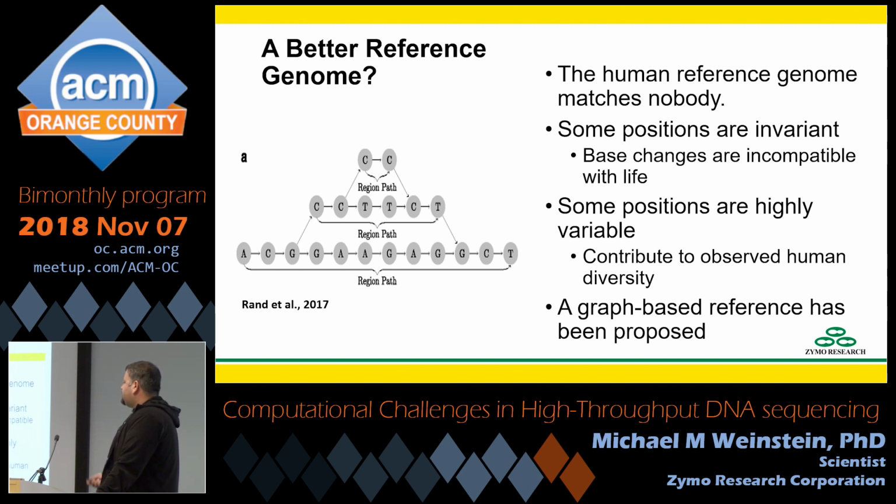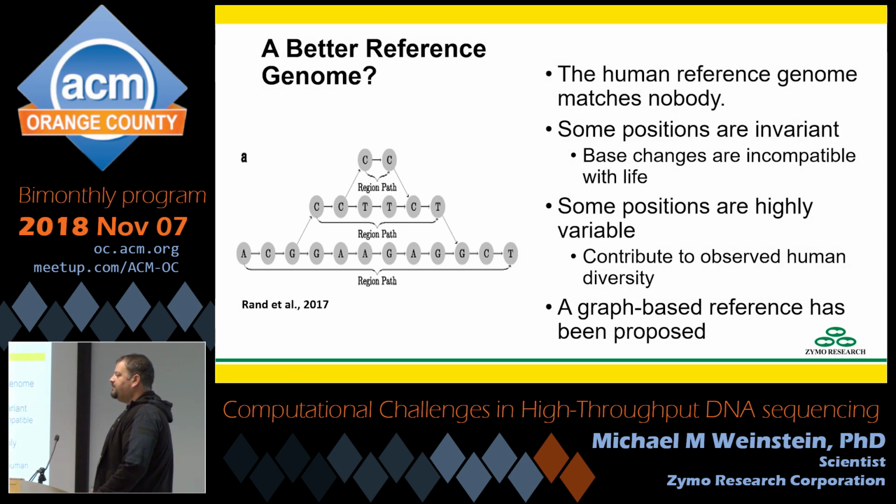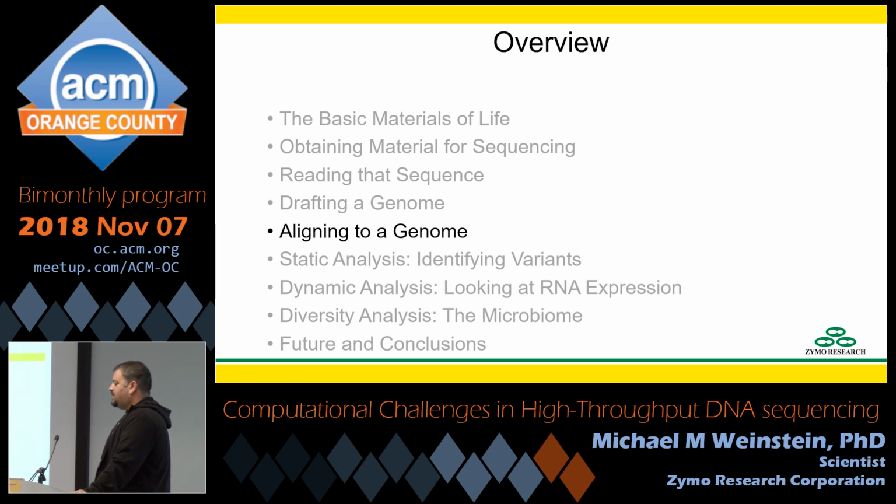Because of this, the idea of a graph-based genome has been proposed. I showed a graph for assembling the genome before, but there's also this idea of a graph-based genome where you can have multiple potential paths through it that cover more of the standard variants you'll find. Along with single base changes, the human genome has variants in the form of insertions and deletions, where you either gain or lose sequence in a region, and those are sometimes much harder to understand.